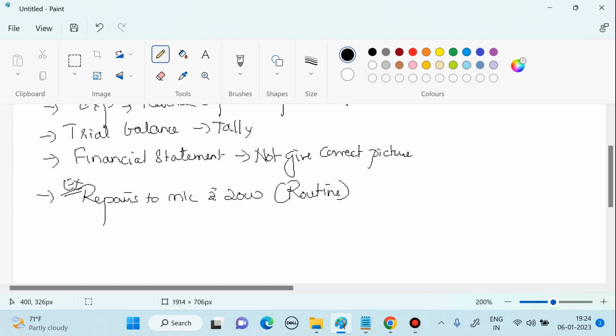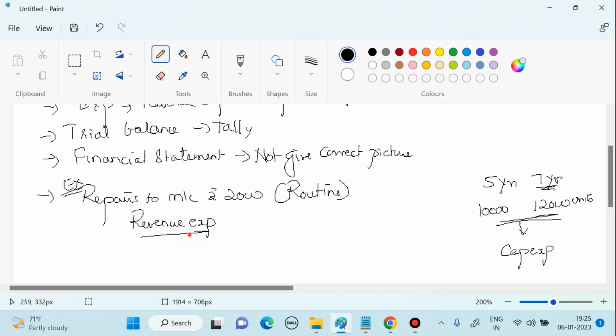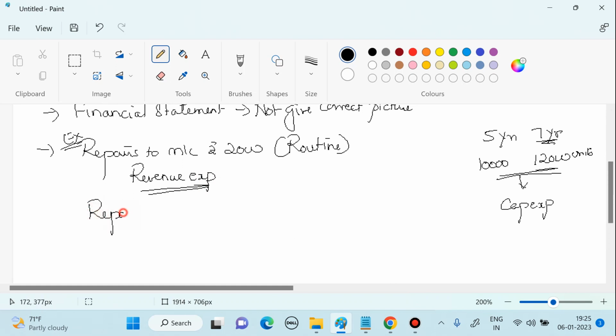If it is increasing the life of the machinery, means now it was 5 years of life, now it is increased to 7. Or now you are able to produce 10,000 units in a day, now you'll be able to produce 12,000 units in a day. Then it would be in the nature of capital expenditure. It is enhancing the life or the production capacity. But this is routine expenditure. Just to maintain it, keep it running, your expenditure is incurred. Then it is a nature of revenue expenditure. So being a revenue expenditure, we will be debiting it to repairs to machinery account.